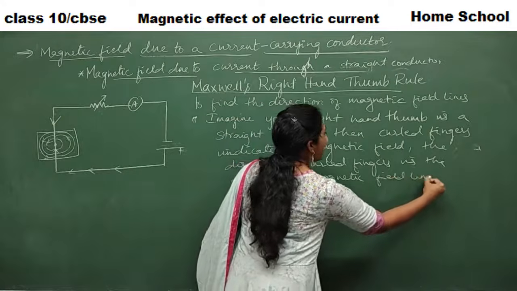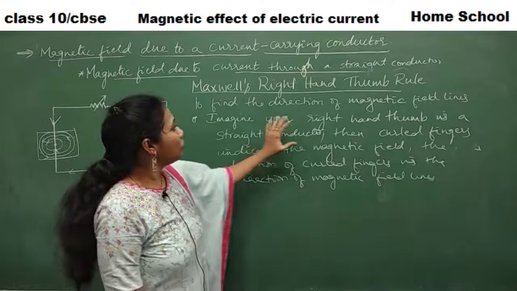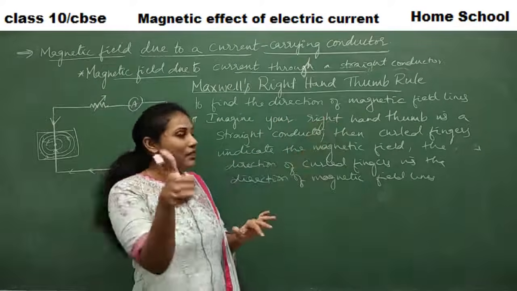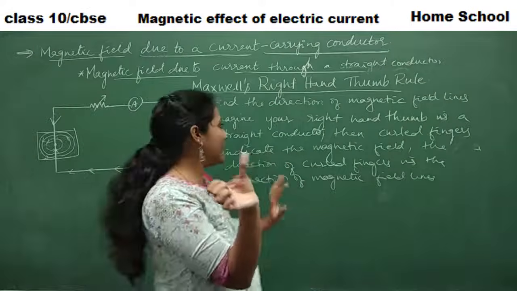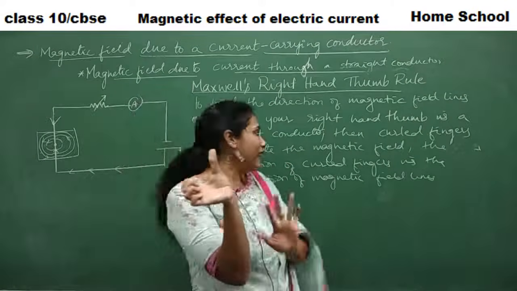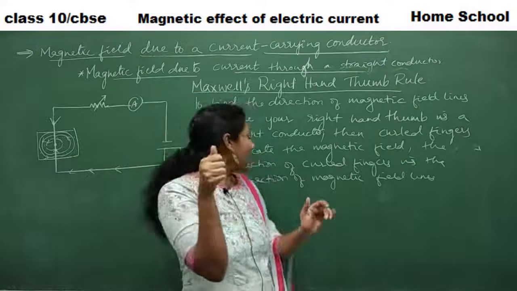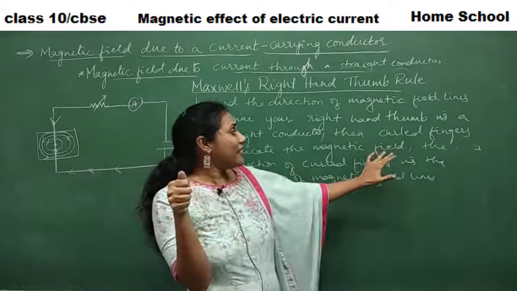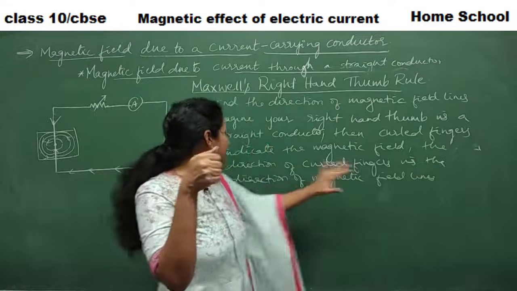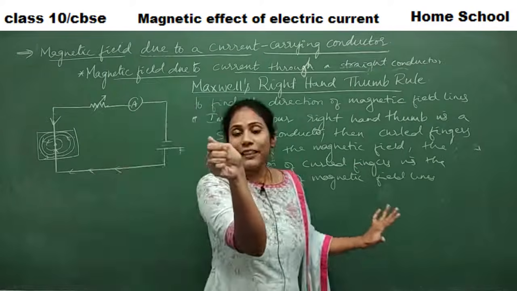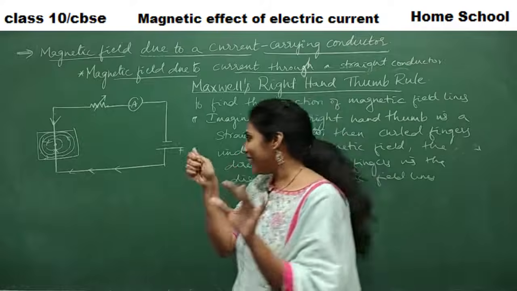So what do you understand by this? See, imagine your right hand thumb is a straight conductor. This is the direction of a straight conductor. Then the curled fingers indicate the magnetic field, and the direction of curled fingers is the direction of magnetic field. Let me show this with a particular example.